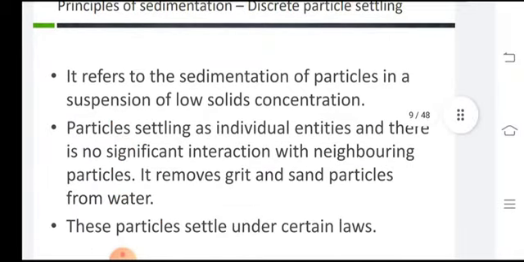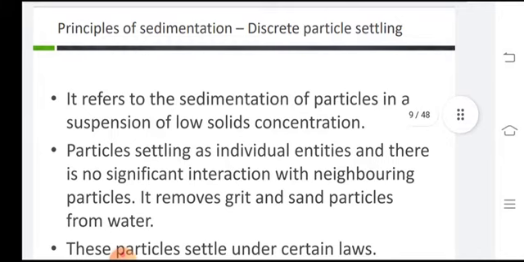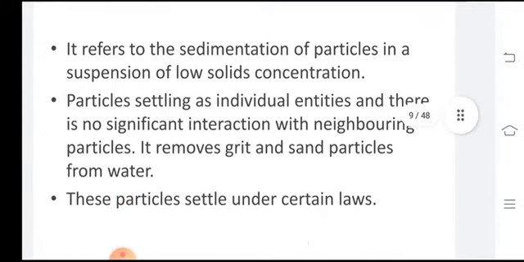So this refers to the principles of sedimentation. In this case, we are only talking about discrete particle settling, which phenomena is going to dominate, and how we are removing these particles. It refers to the sedimentation of particles in a suspension of low solid concentrations.